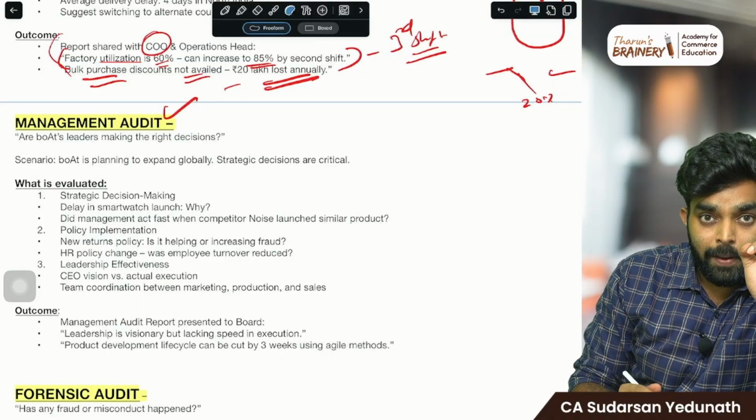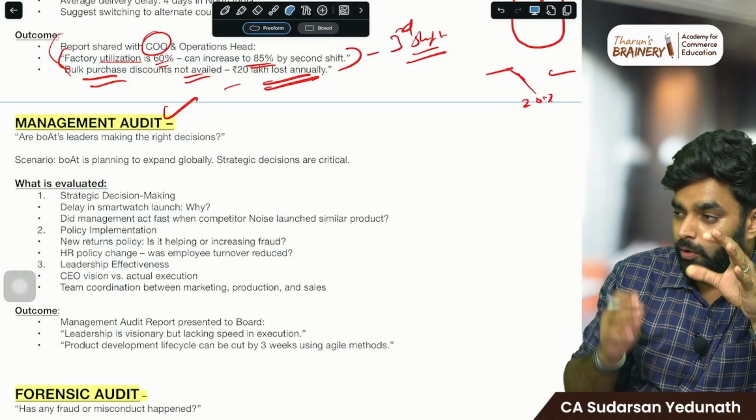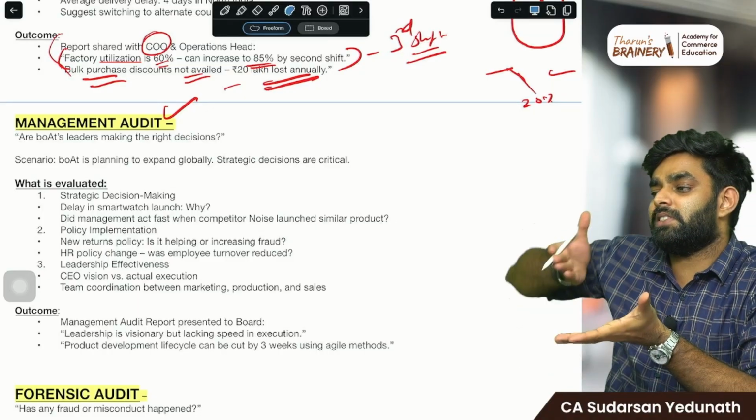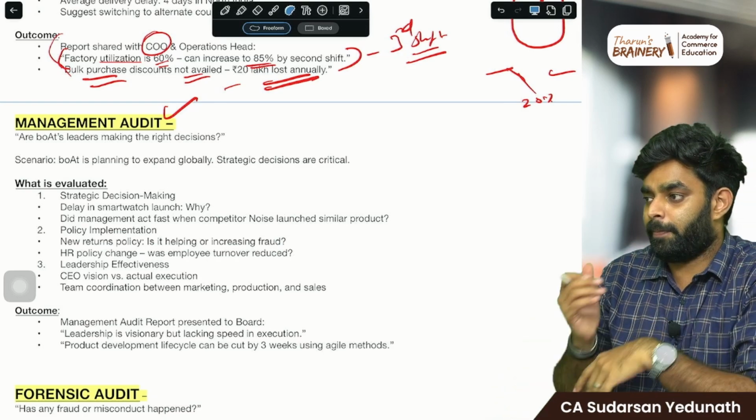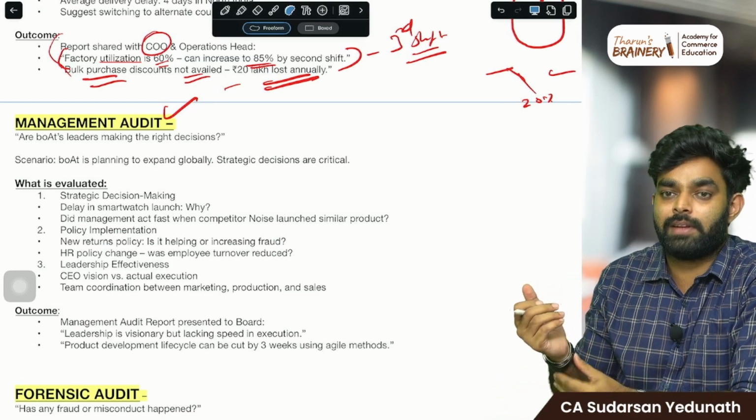So management audit means auditing. What is meant by auditing? Auditing just means checking. Since you studied auditing in Inter, I don't explain auditing. Auditing means you are checking whether everything is correct or not.